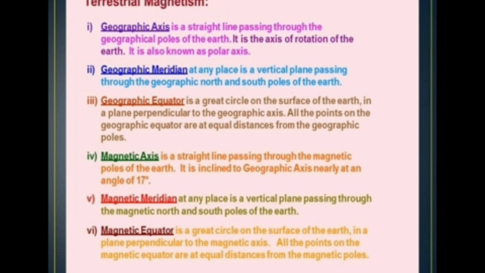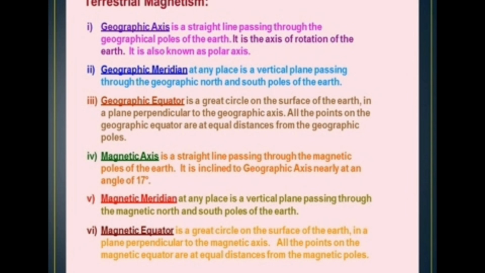So the magnetic axis is not at 0 degrees. There's an angle between the geographic axis and the magnetic axis, that is 17 degrees. Next one is the magnetic meridian. The magnetic meridian at any place is the vertical plane passing through the magnetic north pole and south pole of the earth.